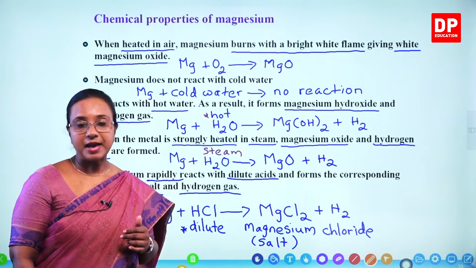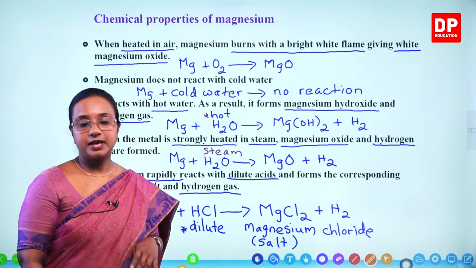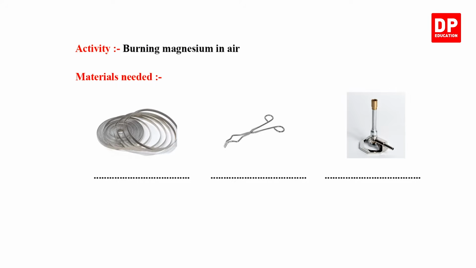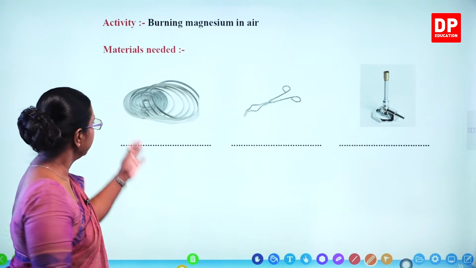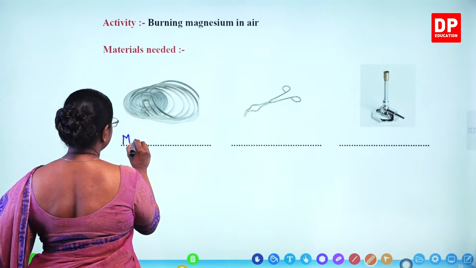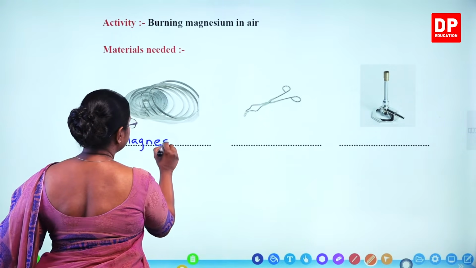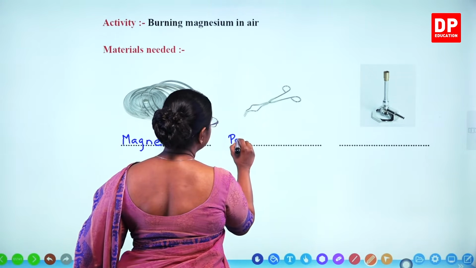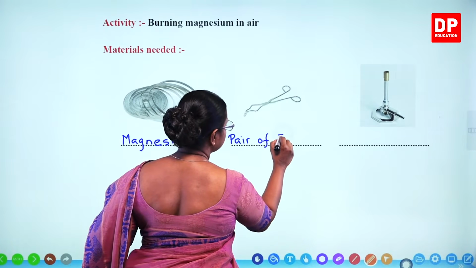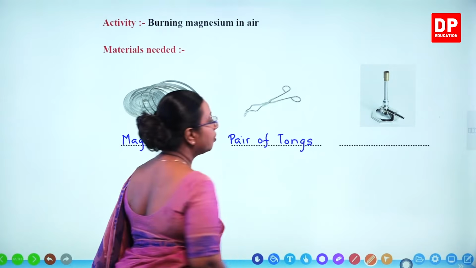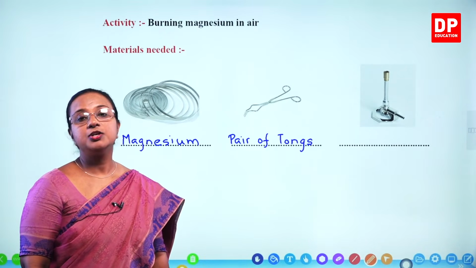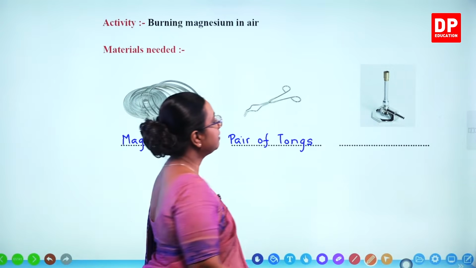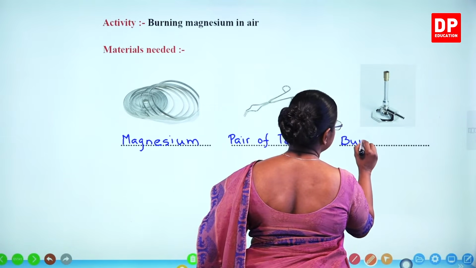Now, let us do some activities to observe these chemical properties. The first activity, burning magnesium in air. The materials needed are magnesium, the metal, then we will need a pair of tongs. This is to hold the piece of magnesium strip to the Bunsen flame, and we will need the Bunsen burner.